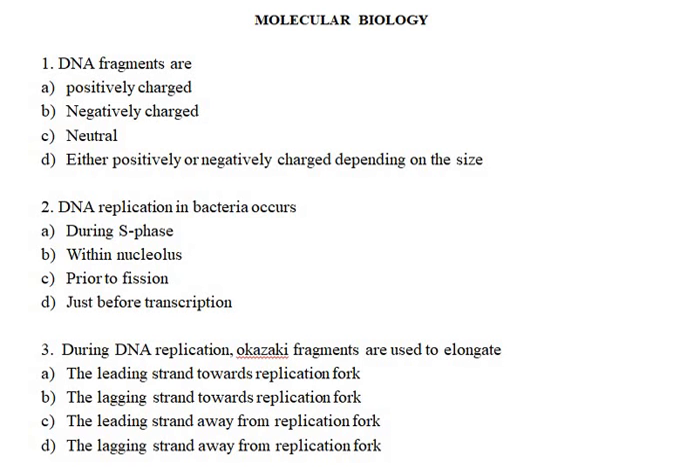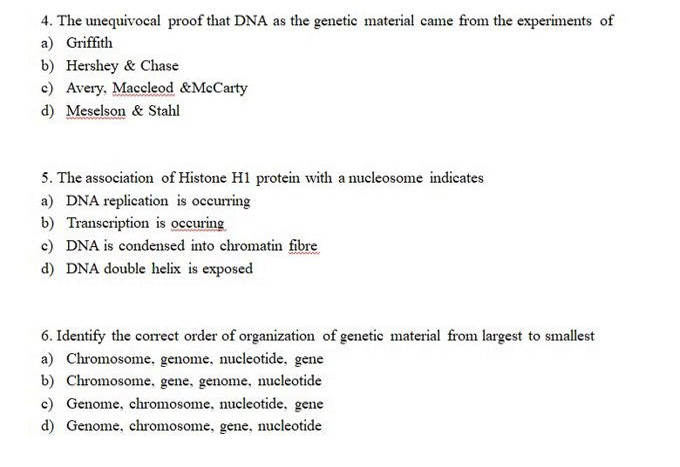Now coming to question 4. Question number 4. The unequivocal proof that DNA is the genetic material came from the experiments of option A, Griffith, option B, Hershey and Chase, option C, Avery, MacLeod and McCarty, option D, Meselson and Stahl. So the first option is Griffith. Griffith performed the transformation experiment.